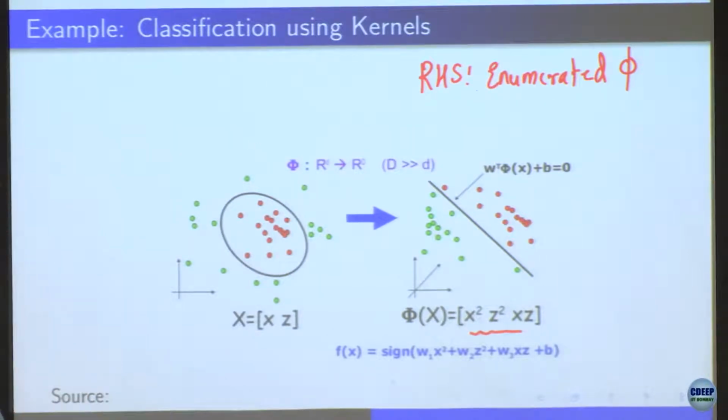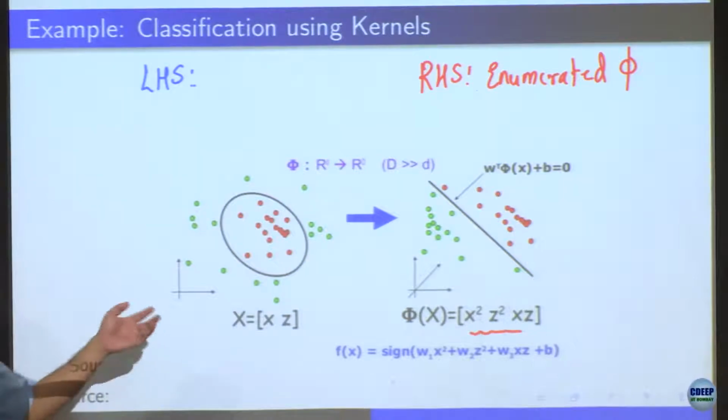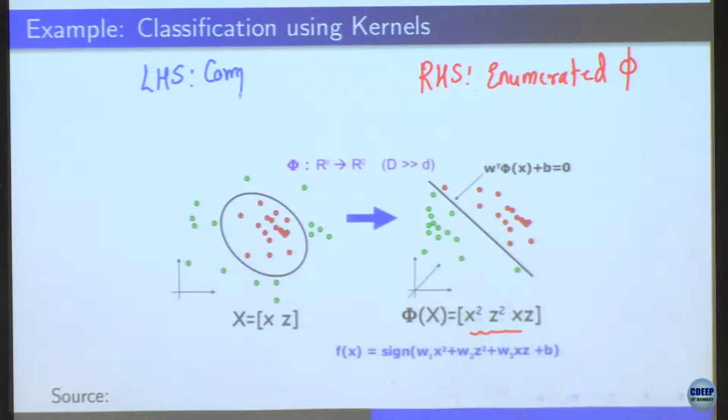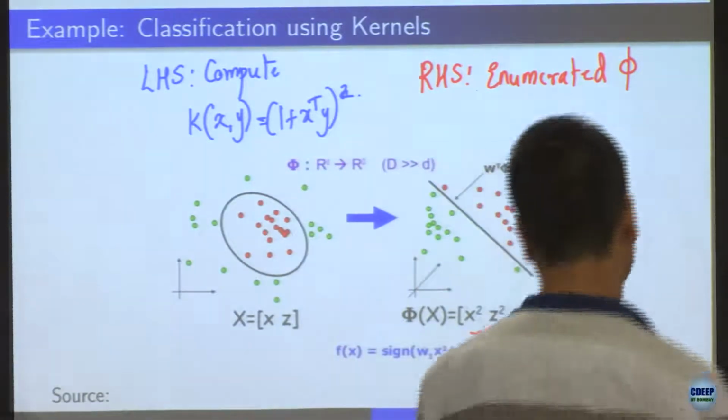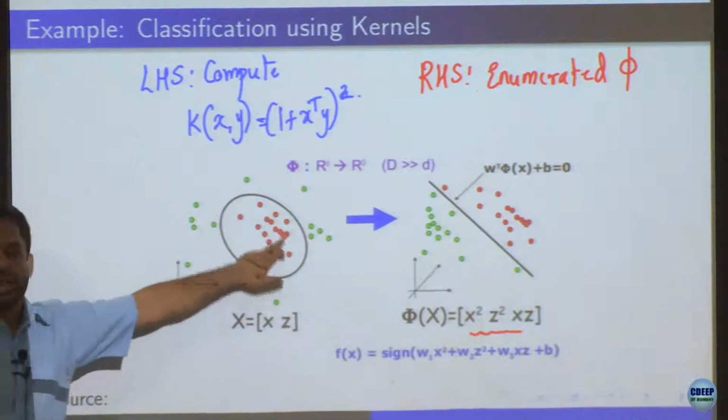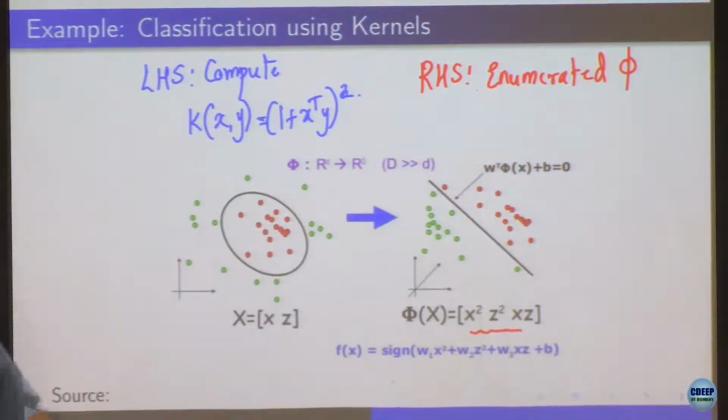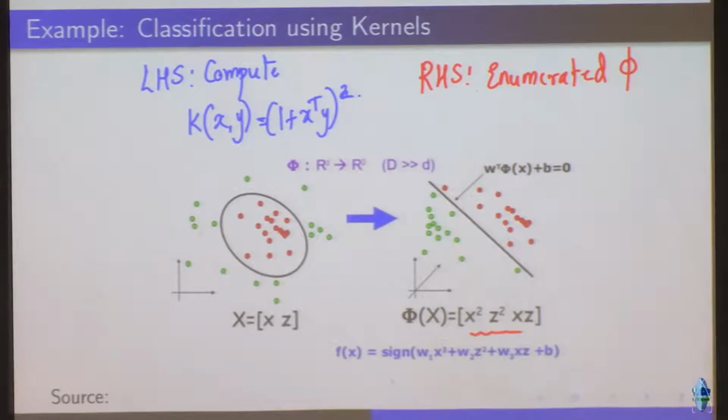On the left hand side I have been lazy. I said I am not going to toil myself in the larger dimensional space. I am just going to compute k(x, y) as 1 plus x transpose y to the power of whatever, this would be squares, whatever. So the point I am trying to illustrate is that in the original space you actually get a non-linear separator. In the high dimensional space you get a linear separator.